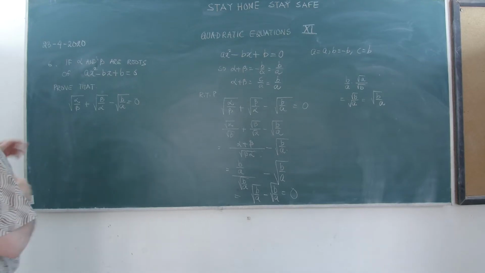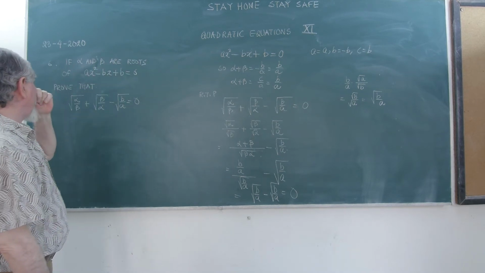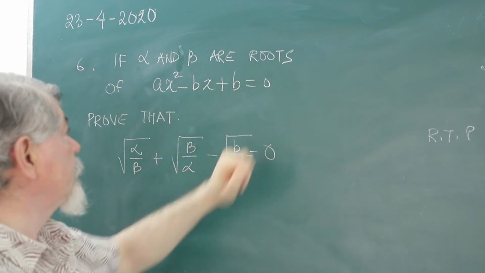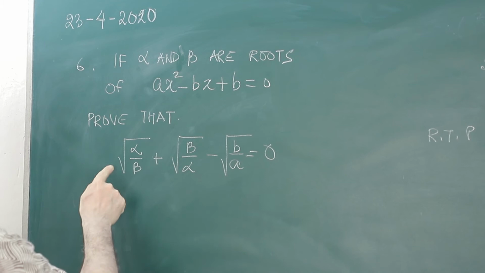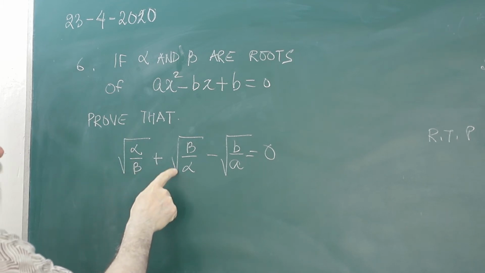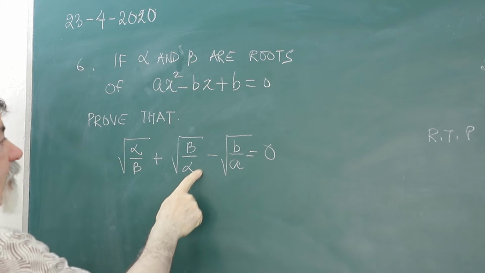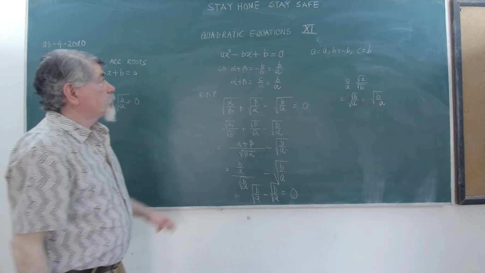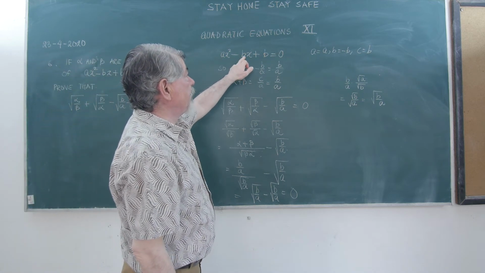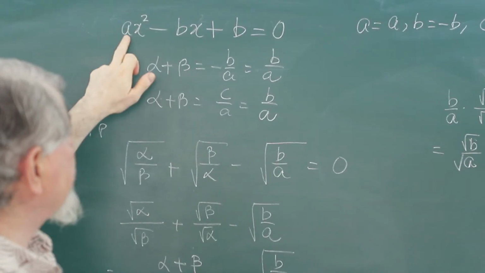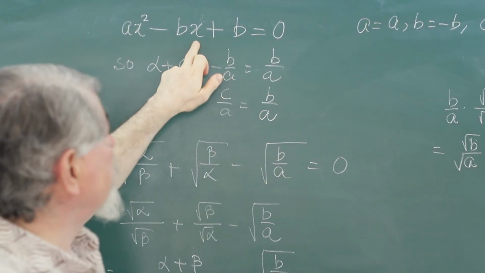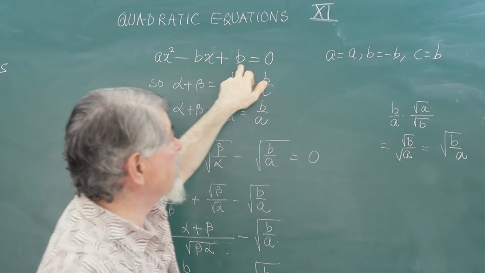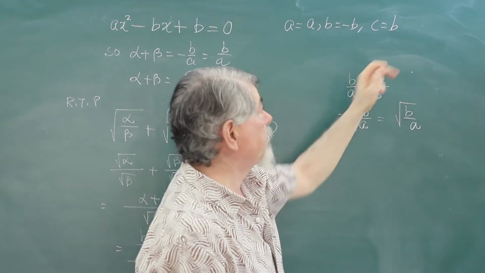The next question is, if alpha and beta are roots of the equation ax square minus bx plus b is equal to 0, we have to prove root of alpha upon beta plus root of beta upon alpha minus root of b upon a is equal to 0. So if ax square minus bx plus b is equal to 0, that means a is a here, b is the value here minus b, coefficient of x is minus b, and c is the absolute term which is b.